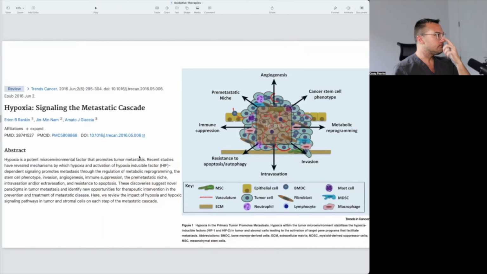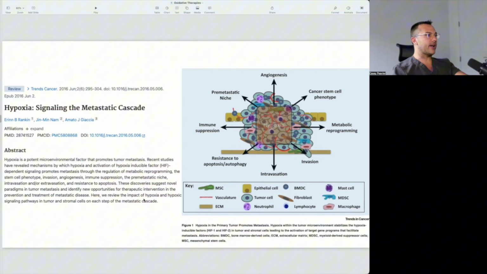And then I picked this one because of this graphic right here. This one's titled Hypoxia Signaling in the Metastatic Cascade, and it was published in June of 2016. It says hypoxia is a potent microenvironmental factor that promotes tumor metastasis. Recent studies have revealed mechanisms by which hypoxia and activation of hypoxia-inducible factor-dependent signaling promote metastases through the regulation of metabolic reprogramming, the stem cell phenotype, invasion, angiogenesis, immune suppression, the pre-metastatic niche, intravasation and extravasation, and resistance to apoptosis. These discoveries suggest novel paradigms in tumor metastases and identify new opportunities for therapeutic interventions in the prevention and treatment of metastatic disease.